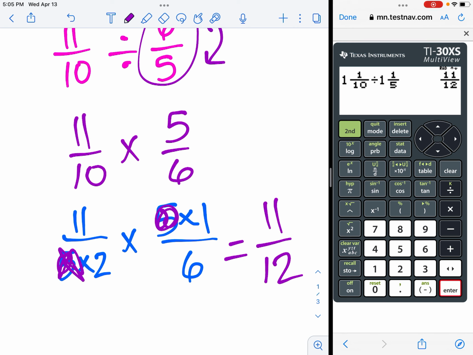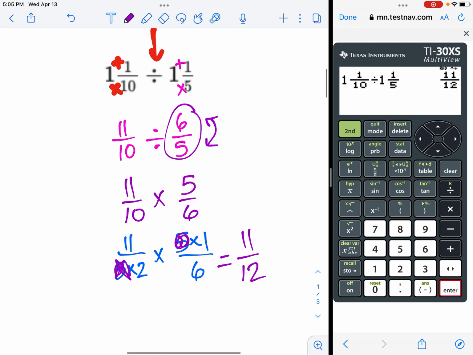All right, but I wanted you to see that you need to use that green second button in the top left corner of the calculator. I wish I was there at school to help you out with this today.